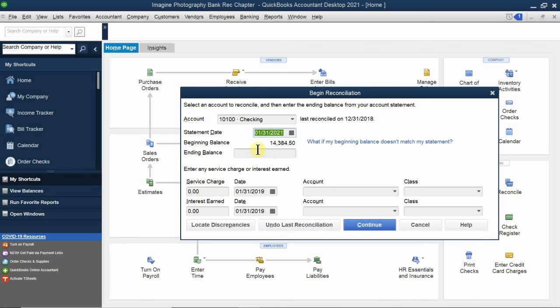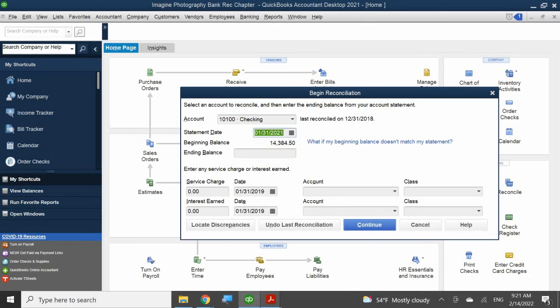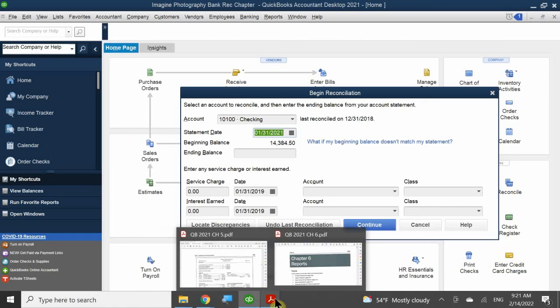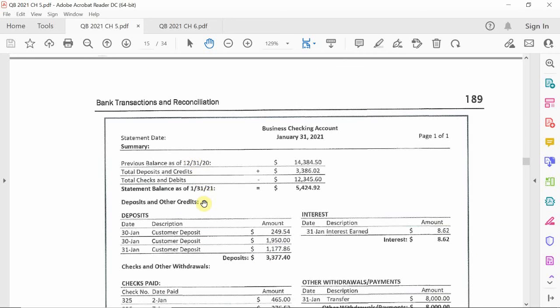Now it tells me that my beginning balance on hand was $14,384.50. This number is extremely important before beginning your reconciliation. If for any reason this does not match your actual account number in your bank statement, you already have your first discrepancy. So we need to make sure that that matches. What you began with on December 31st, you should have $14,384.50. So in this case, our numbers match.